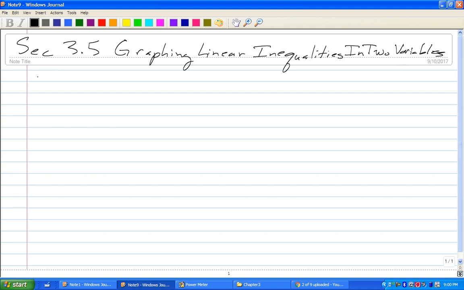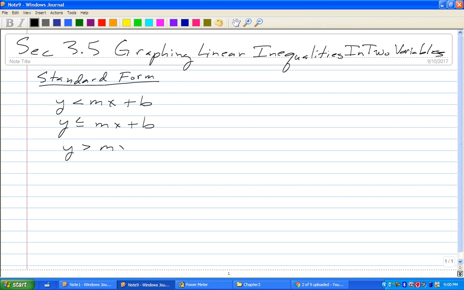So first, let us recall what standard form is for a linear inequality in two variables. It's an inequality of the form where y is less than mx plus b, or y is less than or equal to mx plus b, or y is greater than mx plus b, or y is greater than or equal to mx plus b. So if you can solve your inequality and put your y on the left-hand side of your inequality, then we say it is in standard form.